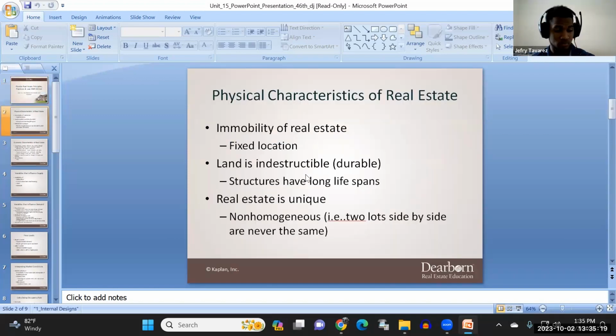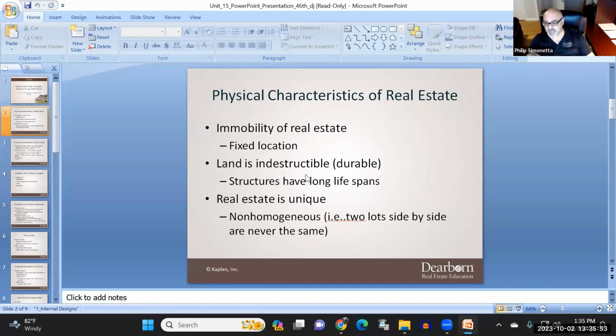So what are the physical characteristics of real estate? First thing is the immobility of real estate. Real estate is in a fixed location. It can't be moved. You can't pick land up and move it, right? It's fixed. Land is indestructible and durable. Structures have long lifespans on the land. However, the land has been there since the beginning of time, right? It's durable. The structures, 100 years, couple hundred years. As you maintain them, if you take care of them, who knows how long.